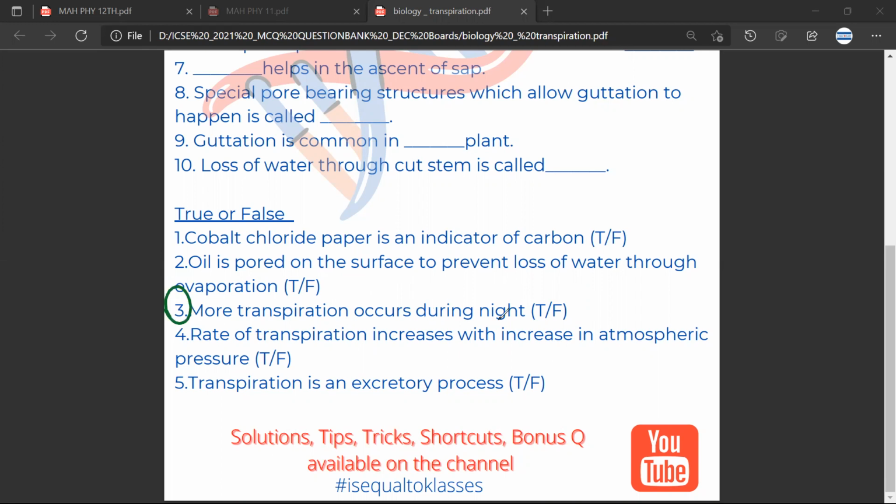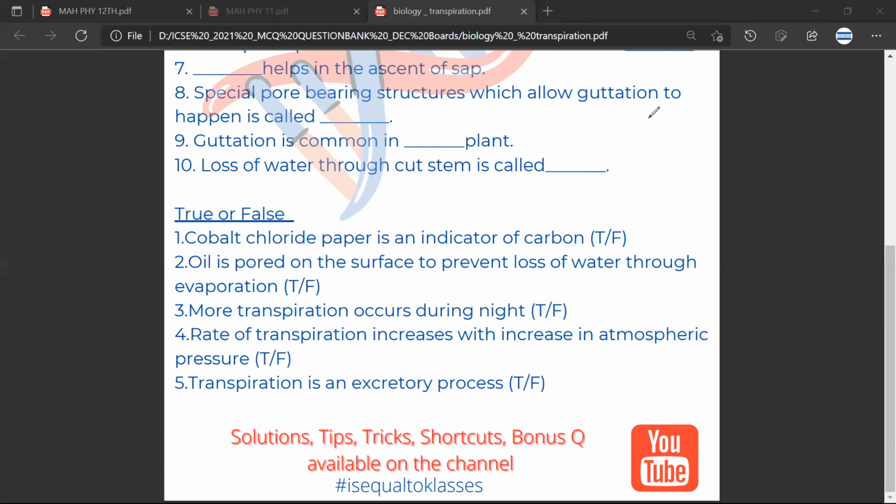Next, more transpiration occurs during night. This is false. The correct answer would be during day. Next, rate of transpiration increases with increase in atmospheric pressure. Again, as I discussed before, the factors of transpiration are important. These are the external factors of transpiration. If you look at the atmospheric pressure factor, they have mentioned that the rate of transpiration increases with decrease in atmospheric pressure. Decrease is the right answer and whatever is written here is false.